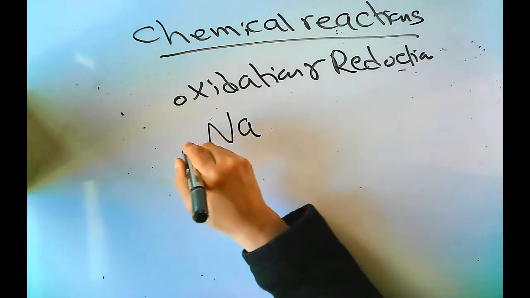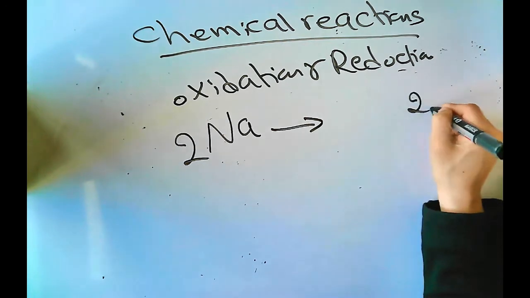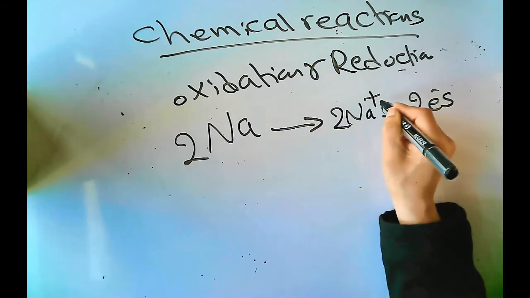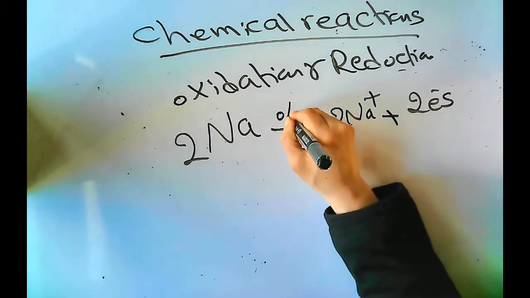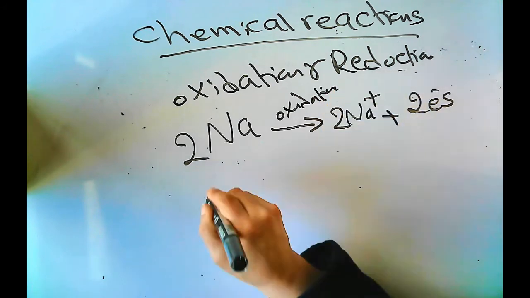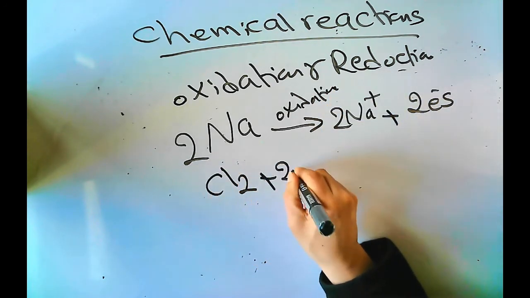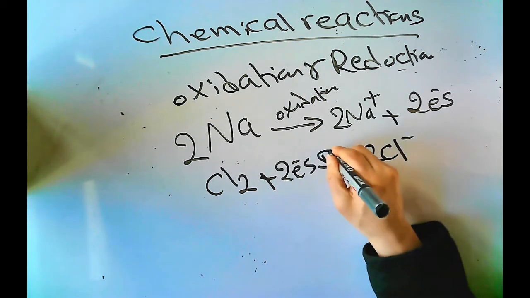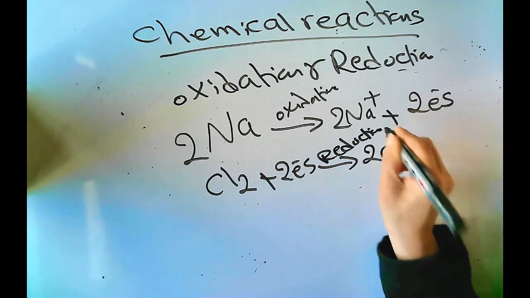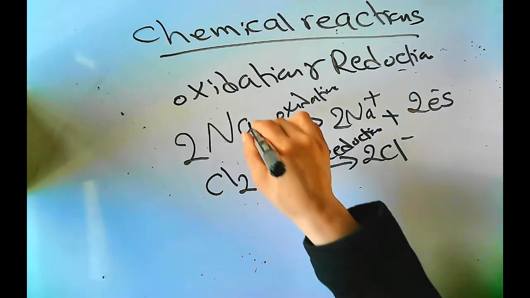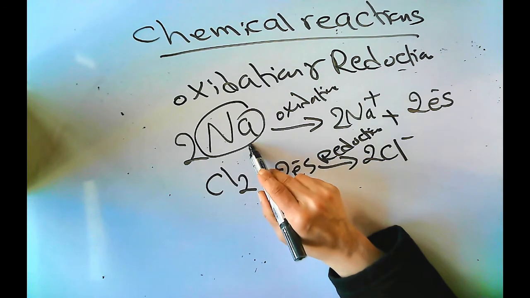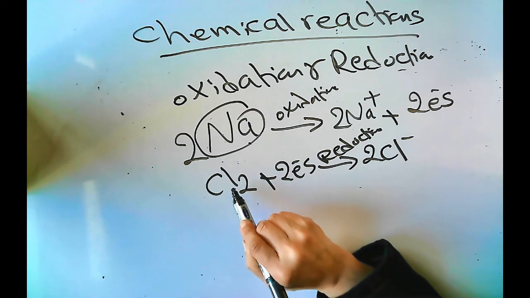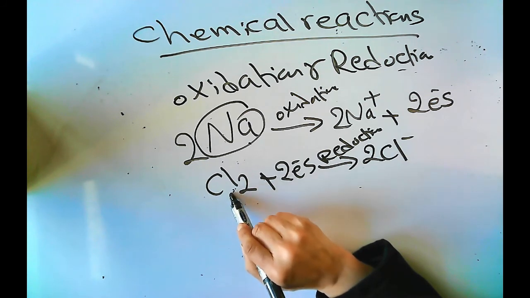Na, when it loses an electron, it's going to change to positive ion. This process is known as oxidation. Cl2 gains 2 electrons and it is going to change to negative ion. This process is known as reduction. Give reason. Sodium is known as reducing agent because it loses one electron. Chlorine is known as oxidizing agent because it gains one electron.